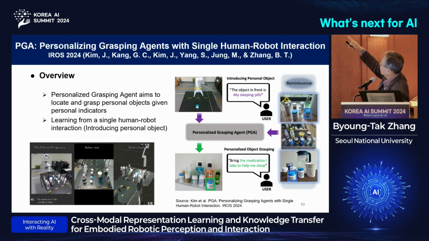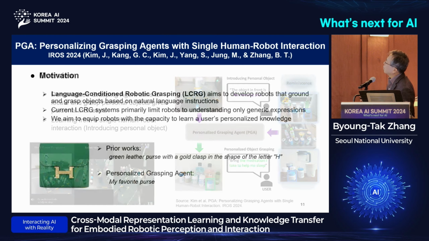There are many objects like in the previous experiments. Then I can teach the machine personal information, like this object in front is my sleeping pill. It's my pill. It might be another person's pill in the family, but it's my pill. And then afterward, I tell the agent, bring the medication I take to help me sleep. There can be many different medicines, but the agent can give me my medicine, right?